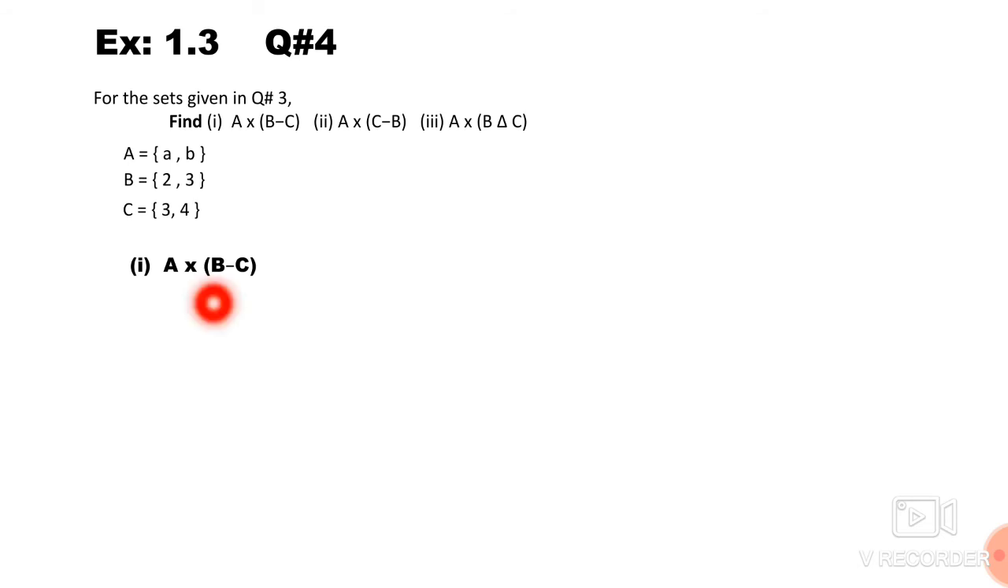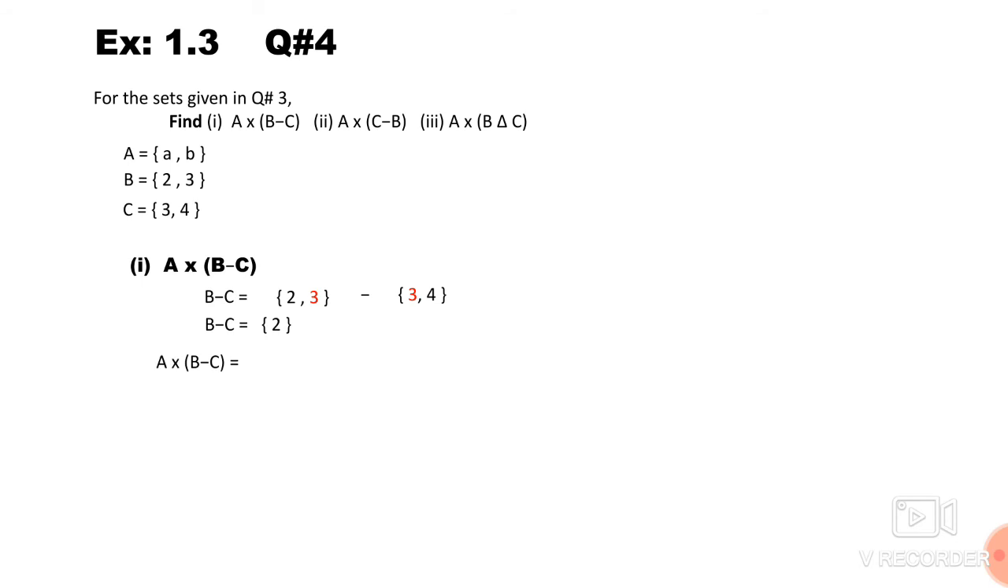To find the Cartesian product of A with B difference C, you will find B difference C first. You will write set B, which is 2, 3, minus set C, 3, 4. In difference, we just cancel out the common elements and write down the remaining elements of only the first set. So B minus C will be just 2.